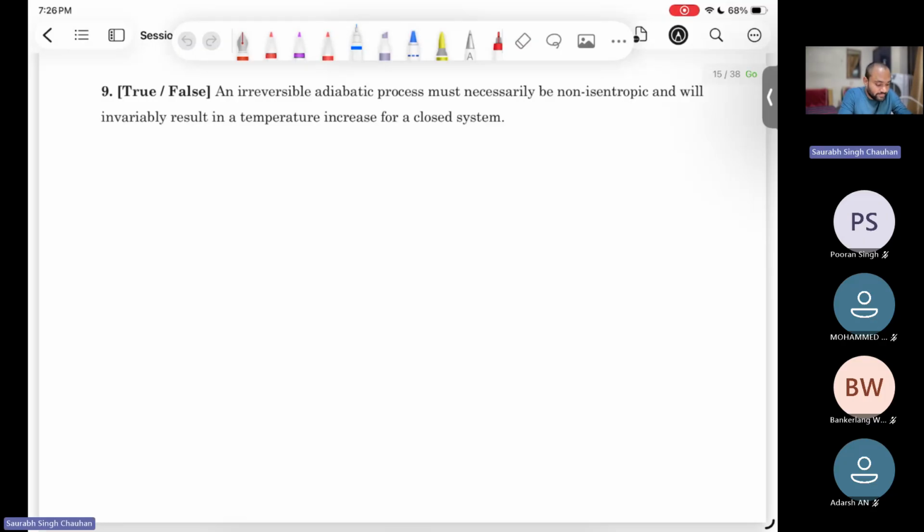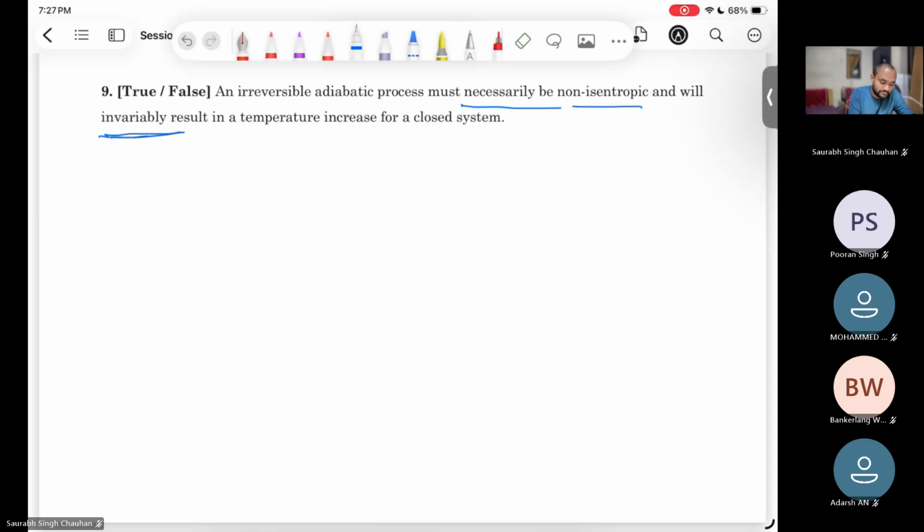Question number 9. It is saying an irreversible adiabatic process. Irreversible means entropy generation. Adiabatic means there is no heat transfer, so there is no entropy exchange between system and surrounding. So whatever entropy is generated will result in an increase in the entropy of the system. The statement says it must necessarily be non-isentropic and will invariably result in a temperature increase for a closed system.